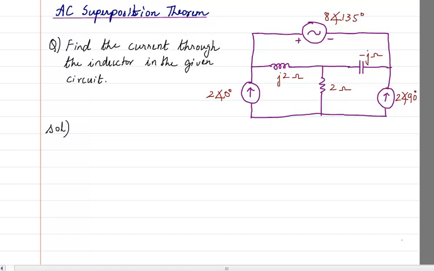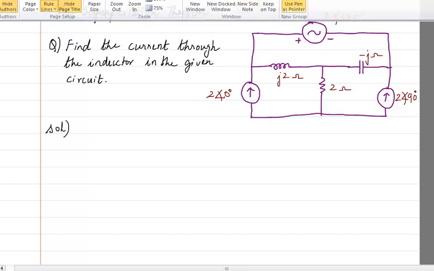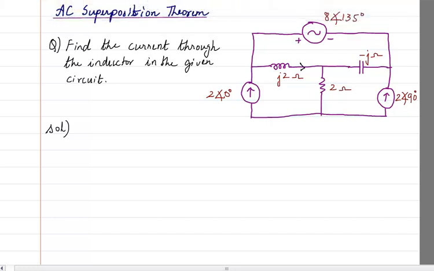The inductor here is J2. As I told previously, there is no direction of current drawn here, so we can assume a direction. I can assume the direction to be this, or I can assume the opposite direction. It does not matter. Let me assume this direction, so this is the direction of current and that is I.